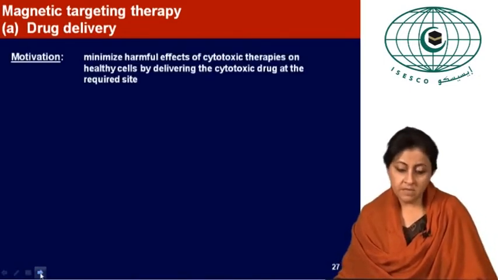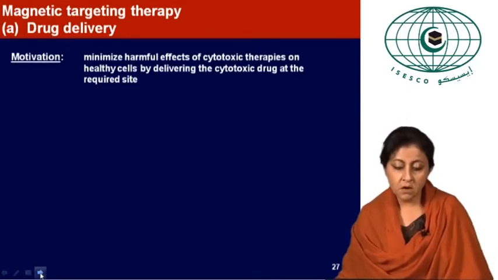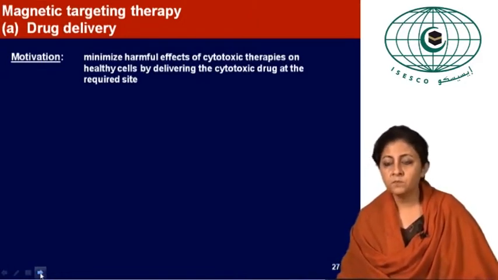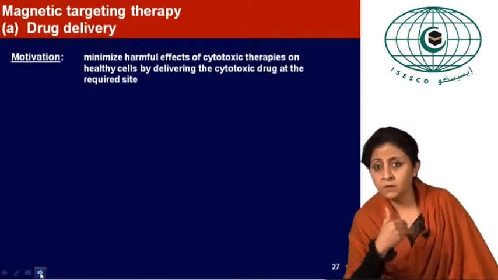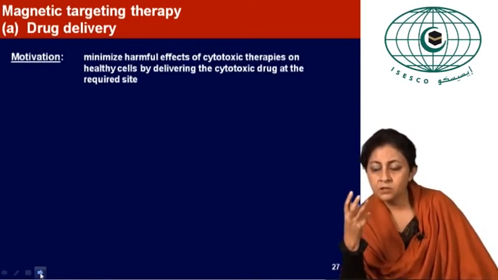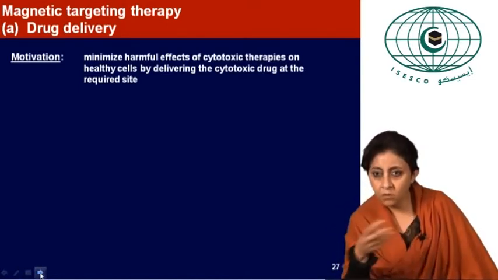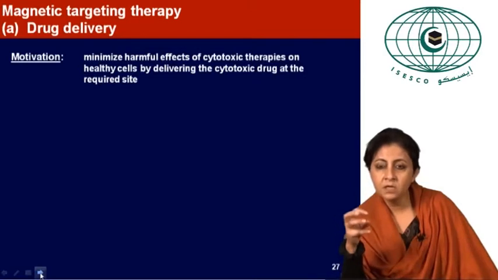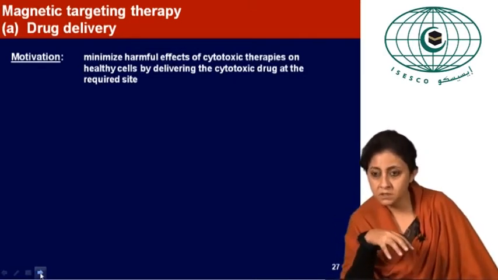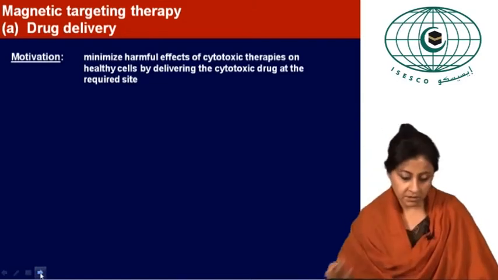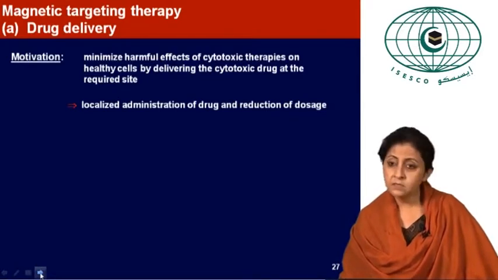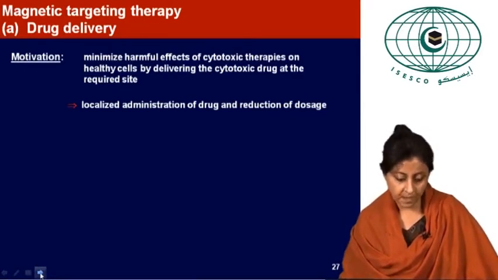The motivation is to minimize harmful effects of cytotoxic therapies on healthy cells by delivering the cytotoxic drug to the required site. A cytotoxic drug is one that is harmful for healthy cells. So instead of exposing the whole body to it, as is currently done in chemotherapy, one delivers that drug specifically to the site where it is required, which may be the site of a malignant tumor. So this leads to a localized administration of the drug, and it also leads to reduced dosage.